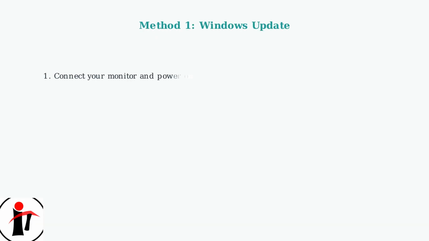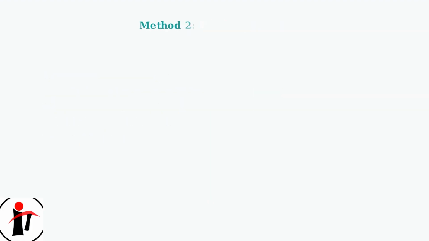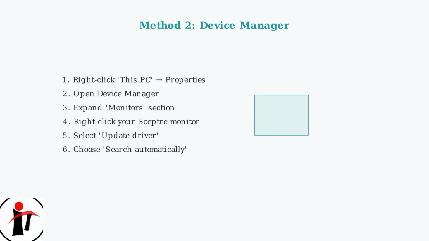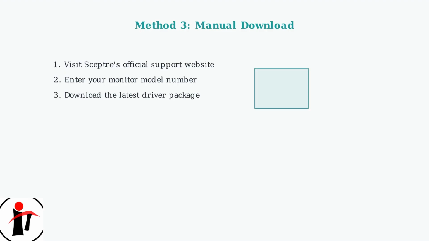Method 1 uses Windows Update, which is the simplest approach. Windows automatically detects your monitor and downloads appropriate drivers. This method works well for basic functionality and is recommended for most users. Method 2 uses Device Manager, Windows' built-in hardware management tool. This approach gives you more control over the driver installation process and can resolve issues when Windows Update doesn't find the right driver. Method 3 involves manually downloading drivers from Sceptre's website.